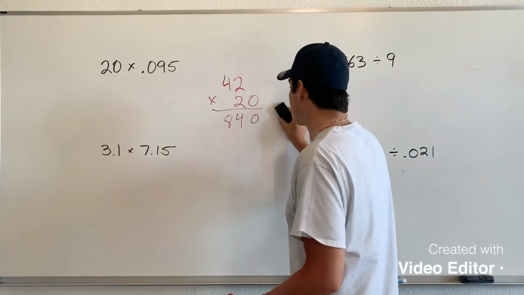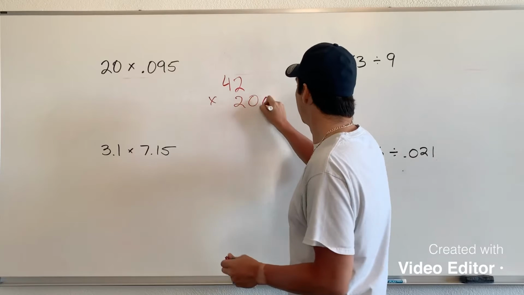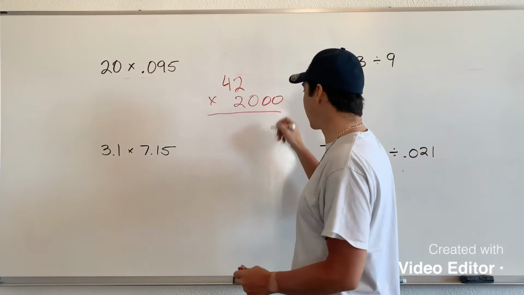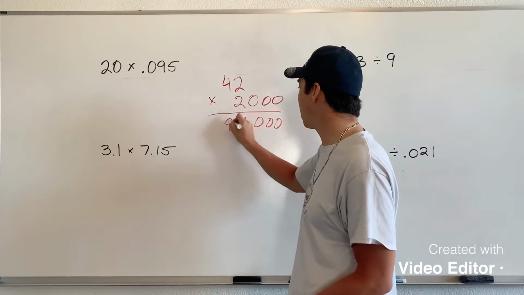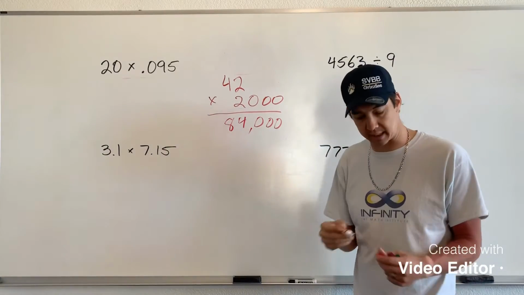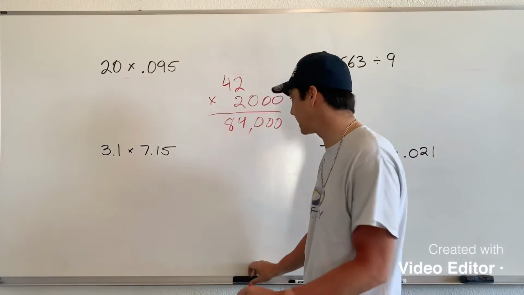What's beautiful is it doesn't even matter. I could do 42 times 2,000. Leave the zeros hang off the side. 42 times 2 is 84. So it's 84,000. It's just a little trick that we're going to be able to use when we're multiplying by 20 in the next step.